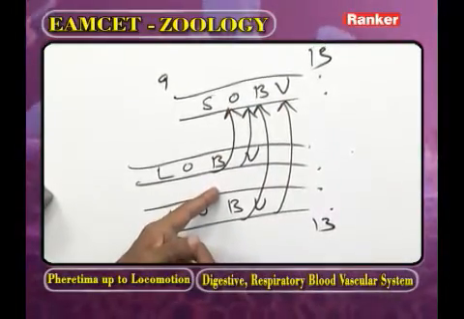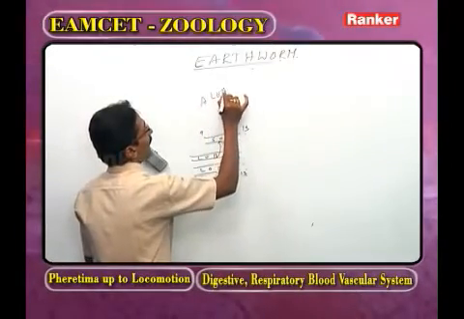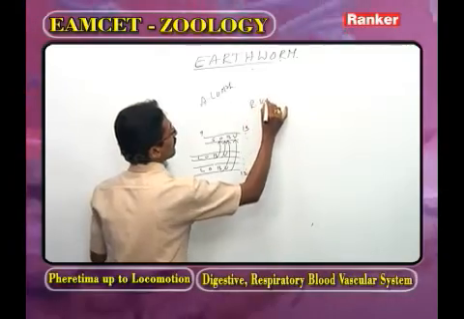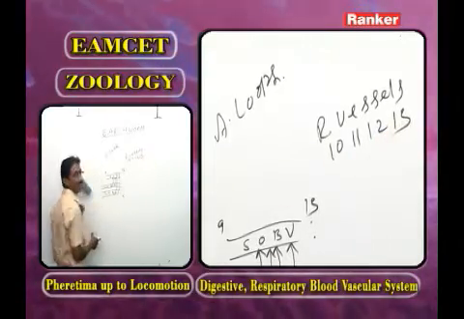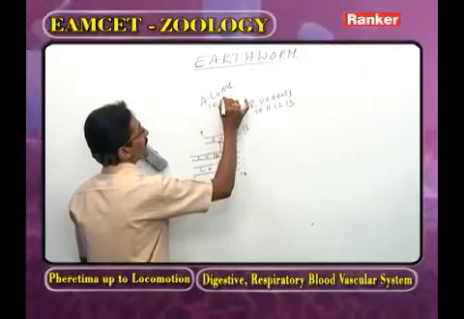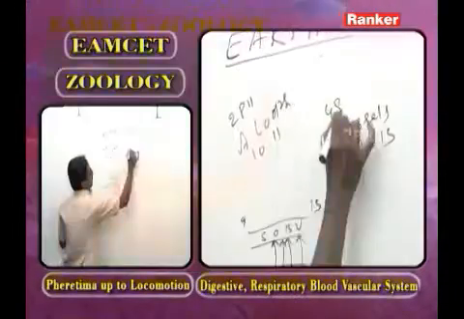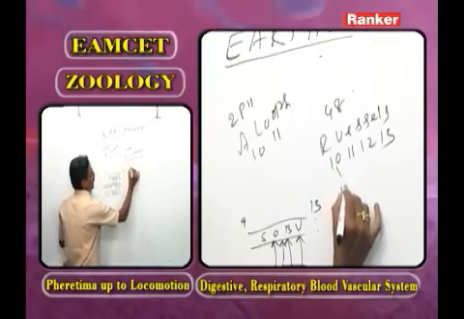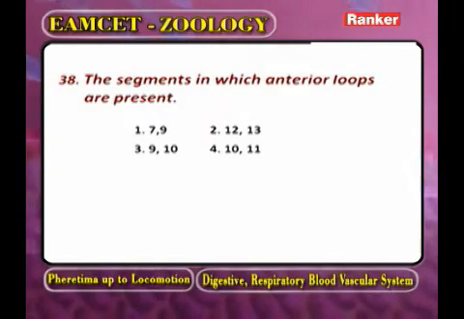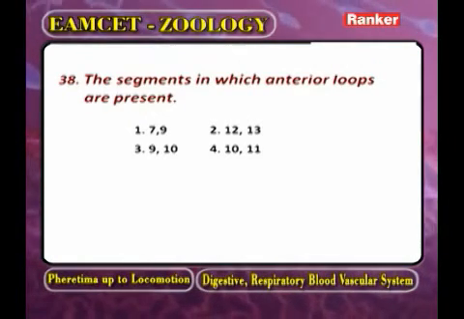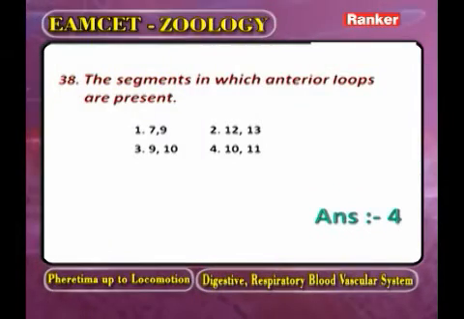The lateral esophageal blood vessels open into the supraesophageal blood vessel with the help of the anterior loops and with the help of the ring vessels. Where are ring vessels present? 10th, 11th, 12th and 13th. What about the anterior loops? They are present in the 10th and 11th segment. How many anterior loops? 2 pairs. How many ring vessels in total? 48. In each segment, how many are present? 12 ring vessels. Now, what is the answer? The segments in which anterior loops are present: 10th segment and 11th segment. The 4th option. Now, move to the next question.